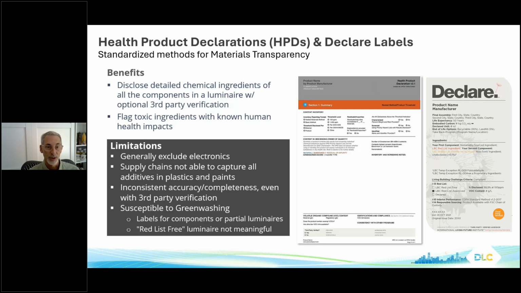And they're even susceptible to greenwashing. Two of my favorites are, for example, you'll see declare labels for a component in a luminaire, like a luminaire extrusion or a felt panel. It's not terribly meaningful. And the second element of greenwashing is red list free. If you have red list free for a luminaire that has electronics in it, it's not terribly meaningful. The most common two examples would be a remote driver luminaire that excludes the impact of the driver, or an incandescent socketed luminaire that doesn't take into account the impact of the LED lamp that's going to be placed in the luminaire.